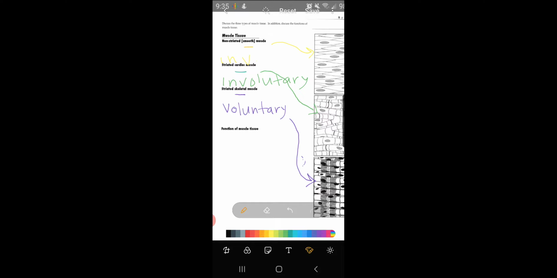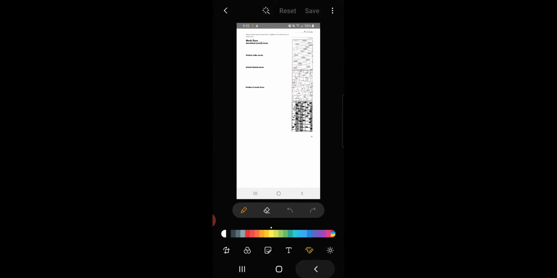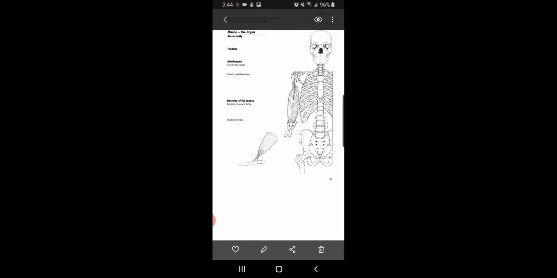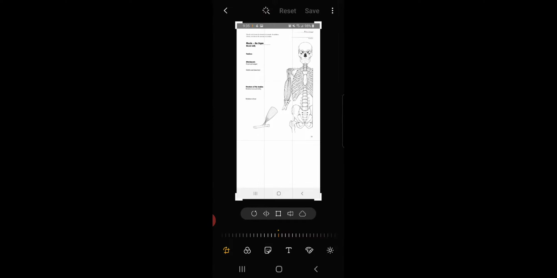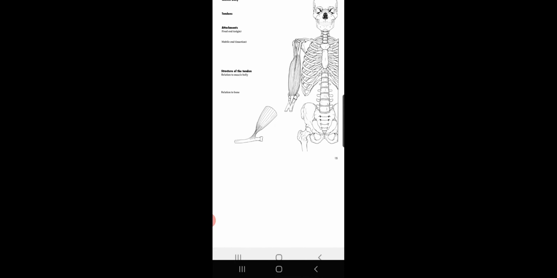So let's see if I can't reset this whole page. Perfect. Yes. Now we're cooking with gas. Okay. Let's see if I can actually move this page around. Okay.